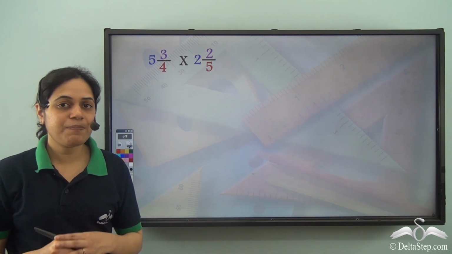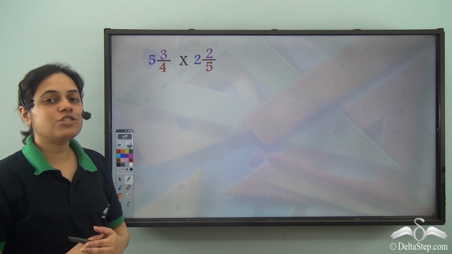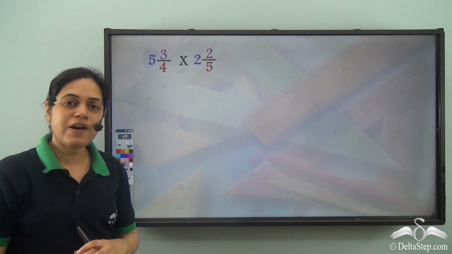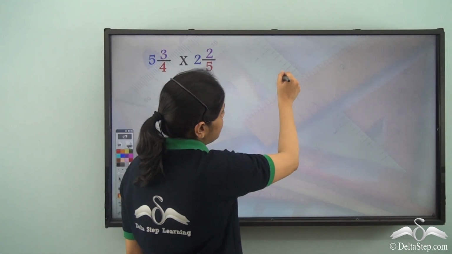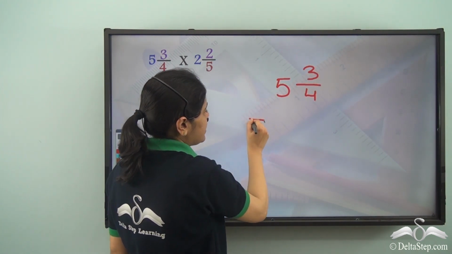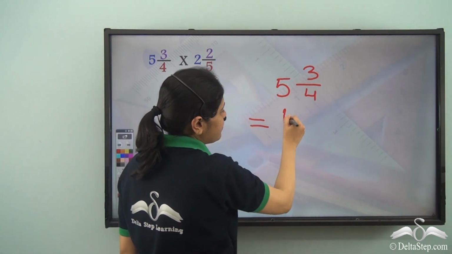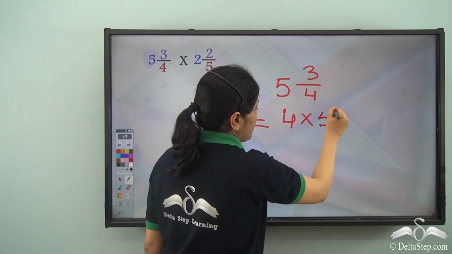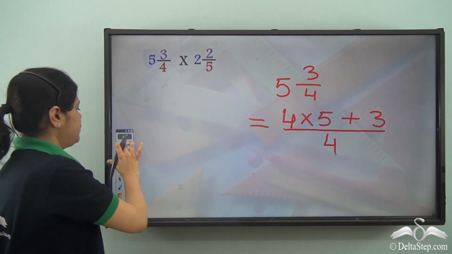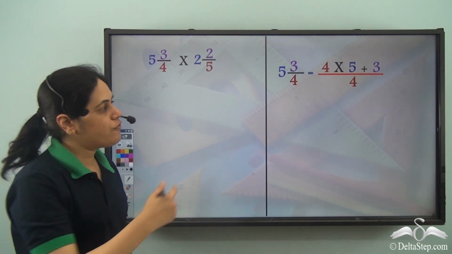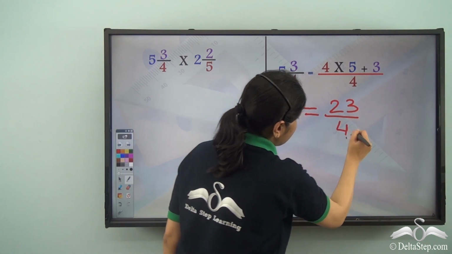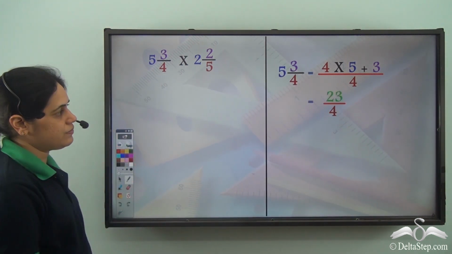I know for multiplying mixed fractions, I first need to convert them into improper fractions. So, let us first convert 5 3 by 4 into an improper fraction. So, 5 3 by 4 is equal to (4 into 5 plus 3) divided by 4. Now, 4 into 5 is 20. 20 plus 3 is 23. So, I have 23 by 4.